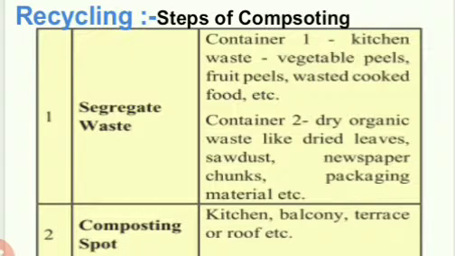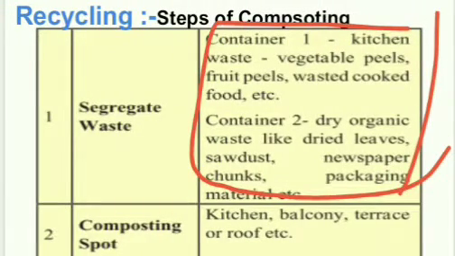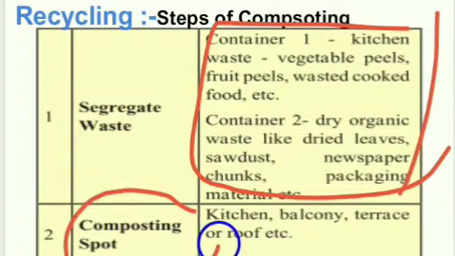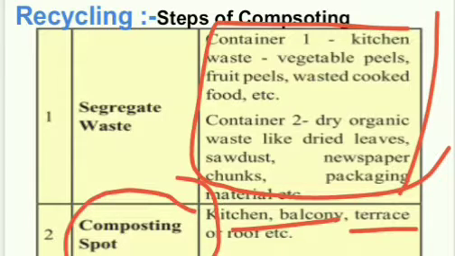In composting, a very important step is to separate the waste into two different bins, that is wet garbage and dry garbage. In decomposable garbage also, some materials are wet and some are dry. So we need to put them in two different bins. First of all, make two containers. In one container put all the dry things, and in another put all the wet things. Then select a composting spot. You can choose a convenient spot as your composting spot. You can choose the kitchen balcony or even a terrace or roof, and you can make it your composting spot.